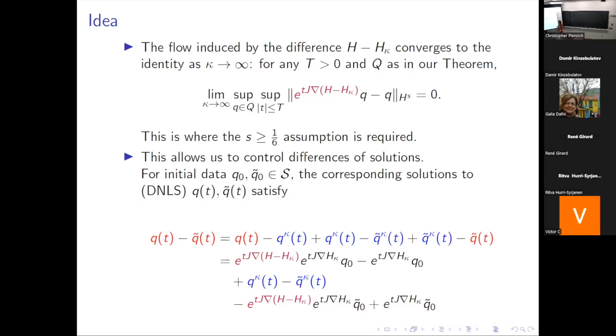So what do we have? The first one is going to converge to 0 because the H kappa flow, the difference flow, converges to the identity. The second one is going to be very small because the H kappa flow is globally well-posed. So if my initial data were close enough, this is going to end up close enough. And the last one is the same as the first one because the difference flow converges to the identity. So I can control differences of solutions.